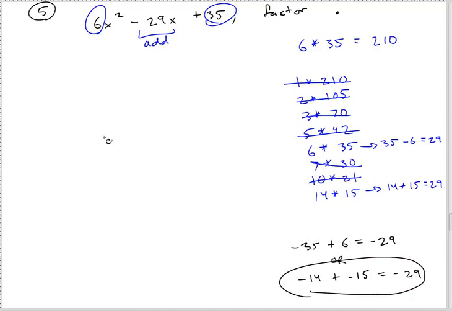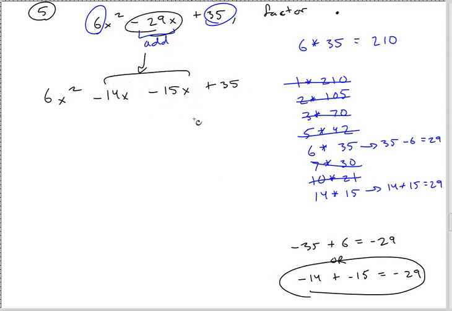This one's the guy. And so what I'm going to do is now split that up to be a negative 14x and then a negative 15x like this. See, I've split that one term up into two different terms. And now I factor by grouping. So this is a group, this is a group. What do they have in common here? It's not 6, but I think it might be a 2. I'm going to say a 2x, and so that leaves a 3x minus 7.